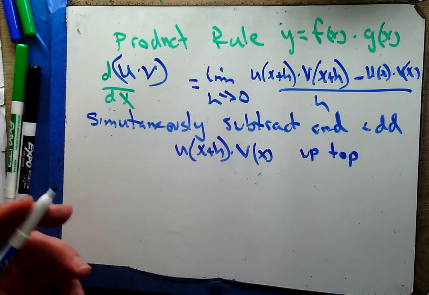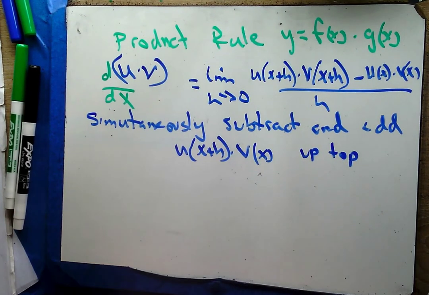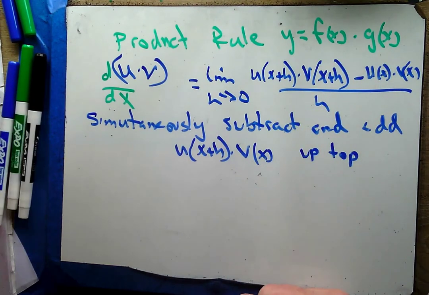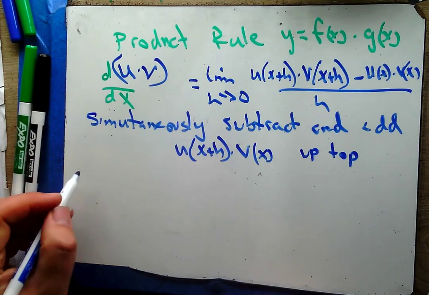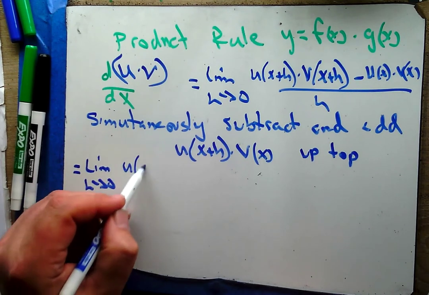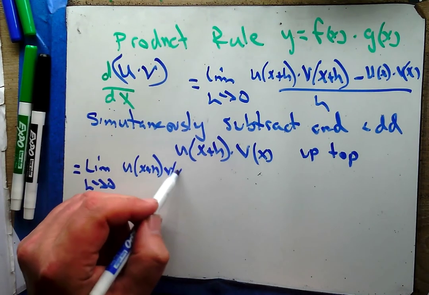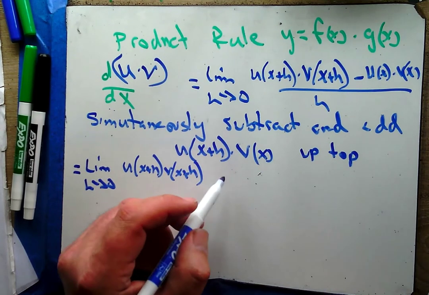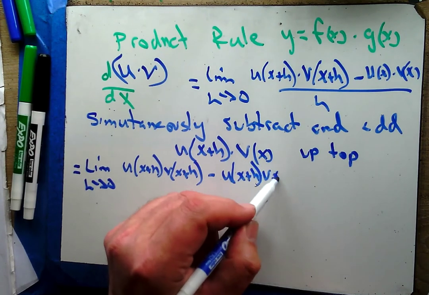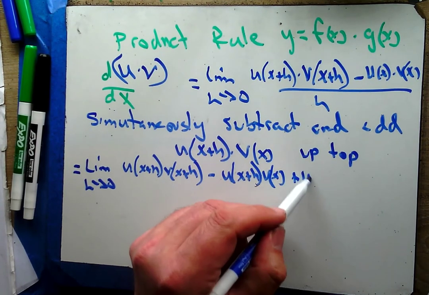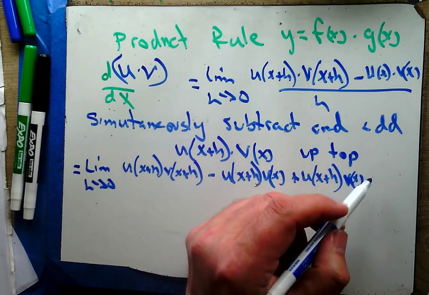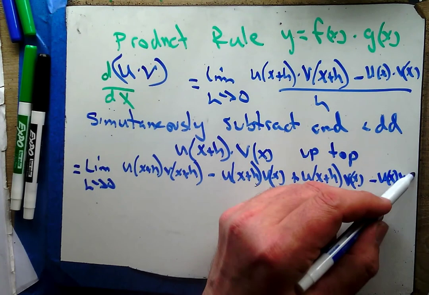Now, because I'm going to be simultaneously adding it and subtracting it, it doesn't have any effect on that statement, except in what it allows me to do. So, I say then the limit as h heads to 0 of u of x plus h, v of x plus h. Now I want to subtract u of x plus h, v of x, and then add u of x plus h times v of x. And don't forget we still have this minus u of x, v of x.